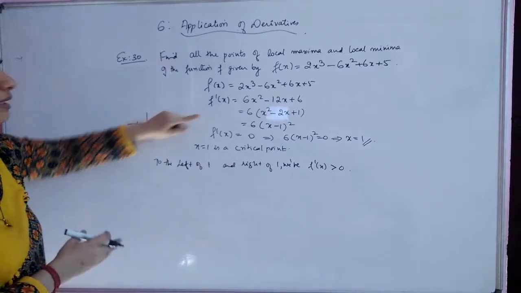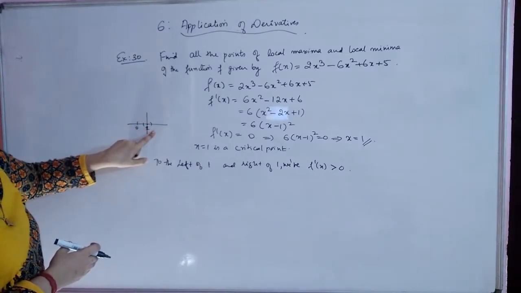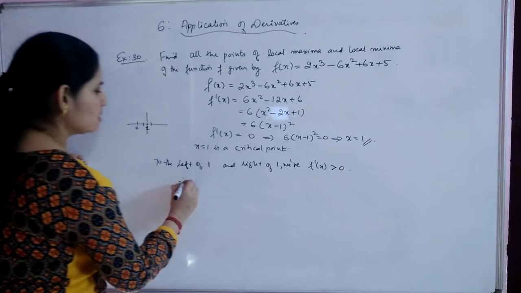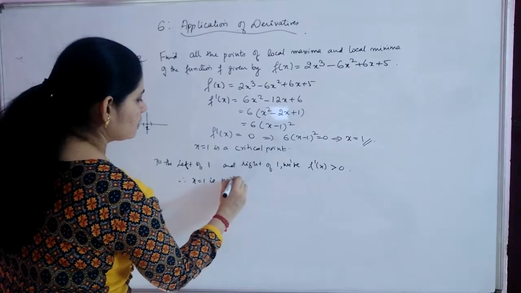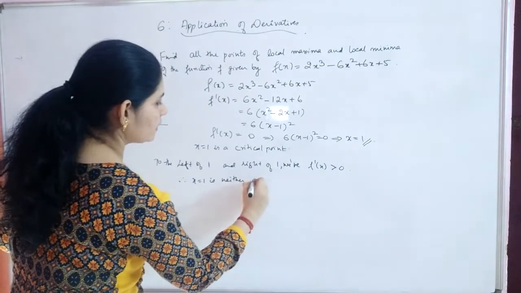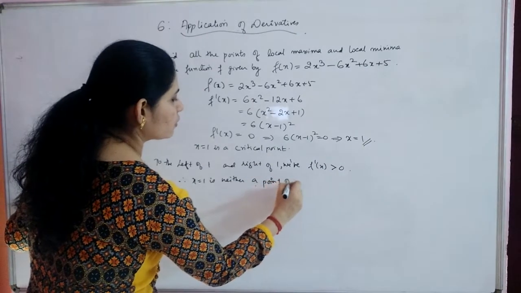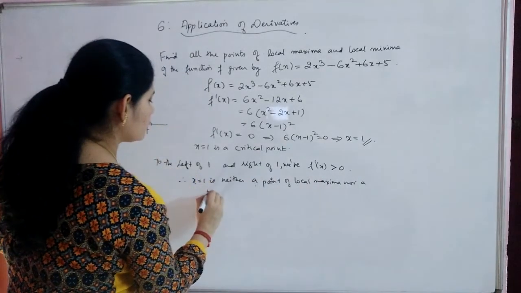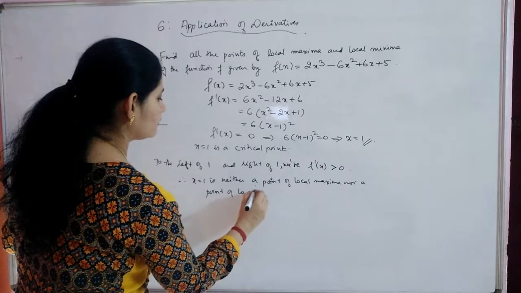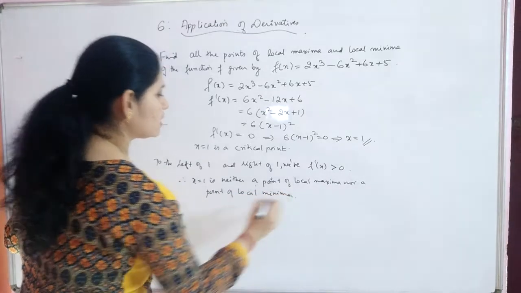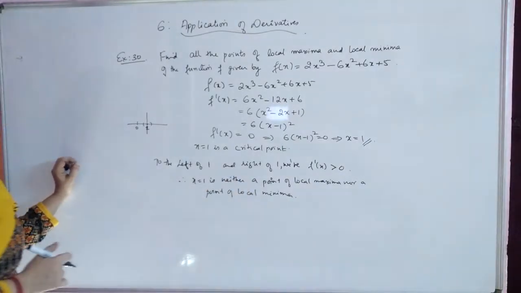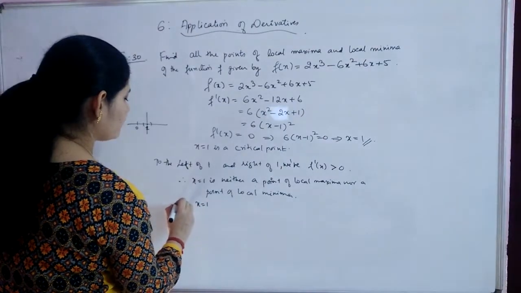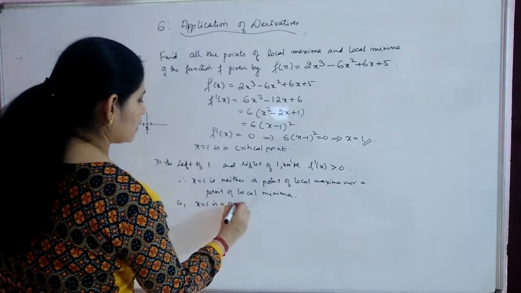Even if you substitute a left side value or a right side value of 1, the function's derivative's value is not changing. That means it is neither a point of local maxima nor a point of local minima. What we call that point, if it is neither a point of local maxima nor a point of local minima, is a point of inflection.